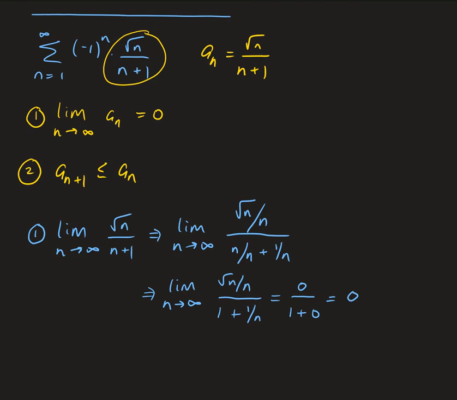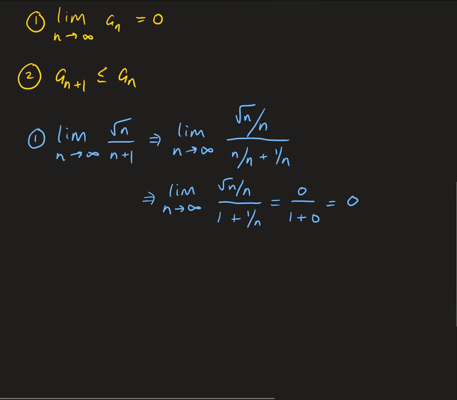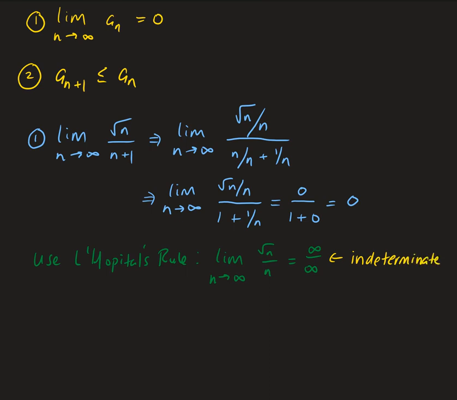The other way is we can apply L'Hopital's theorem here. Let's just do that on the side here. If we do a direct substitution, we're going to get infinity over infinity. So this is an indeterminate result. That means we can apply L'Hopital's rule here.